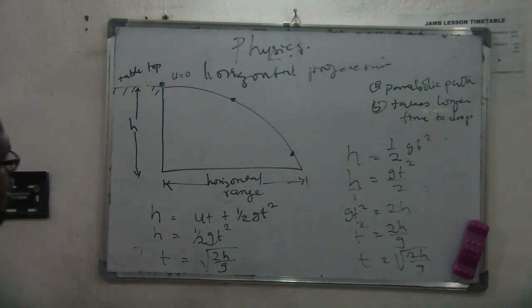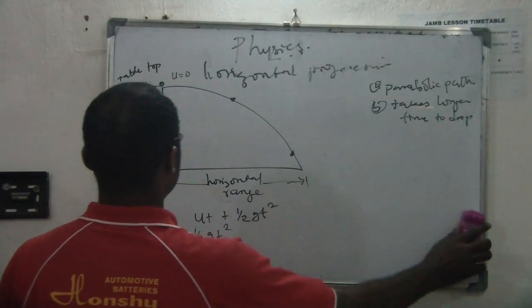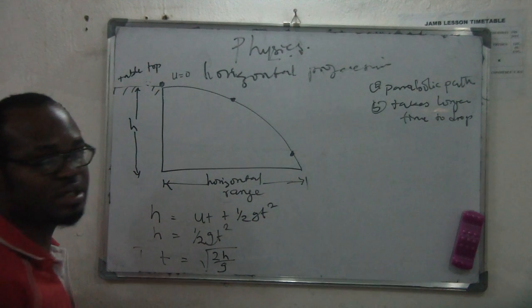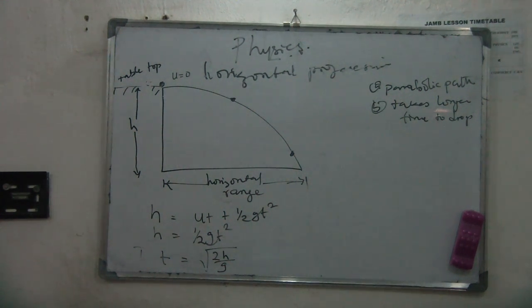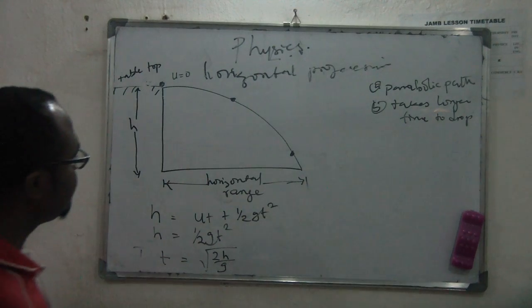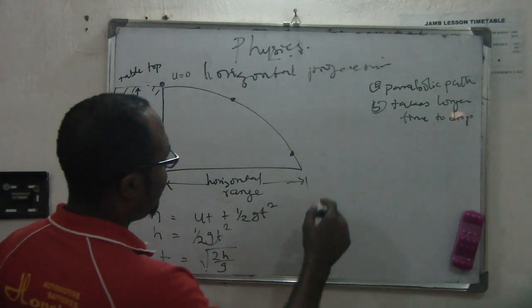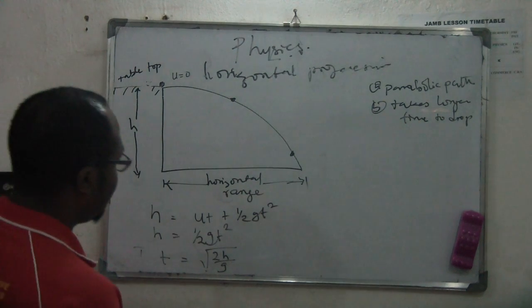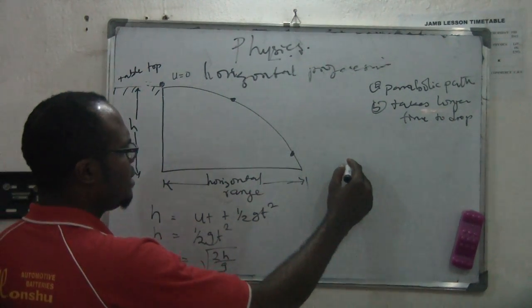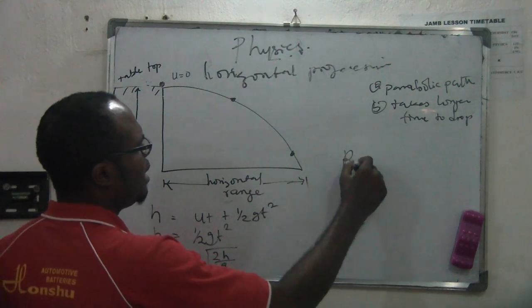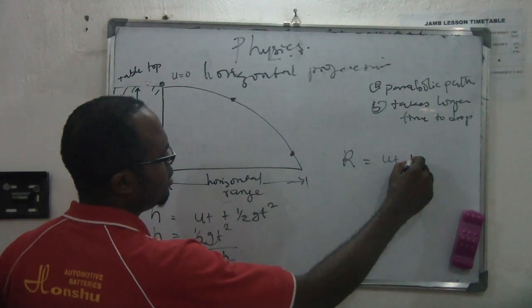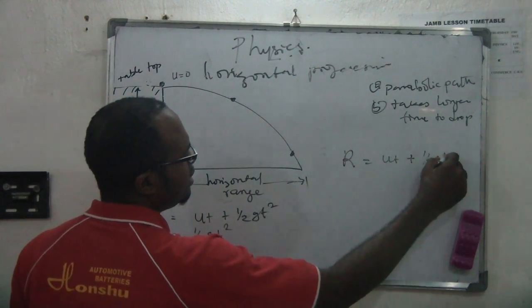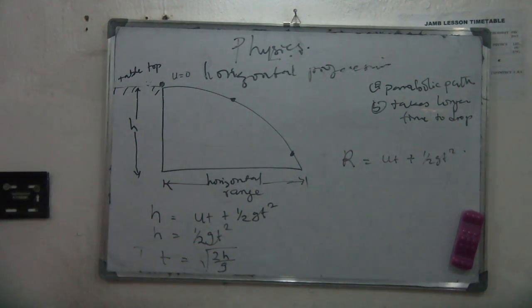So how do we calculate the range? Range is this distance, isn't it? How can we calculate the range? You can also use the same formula. Range is also distance, isn't it? So we can use R in place of s, equal to ut plus half what? gt squared, isn't it?